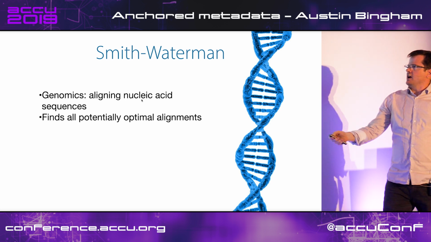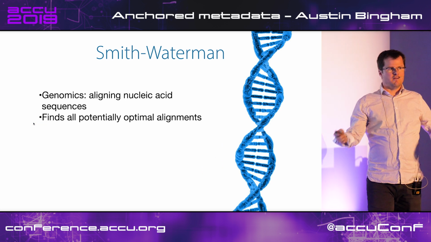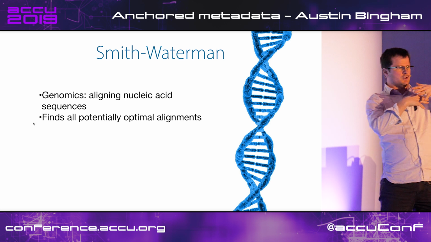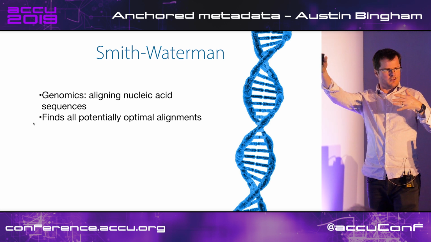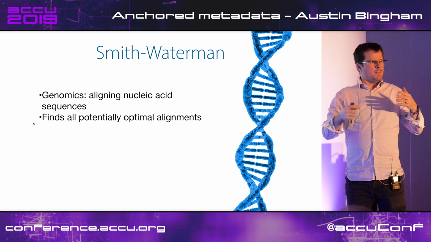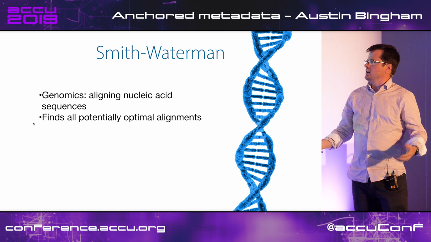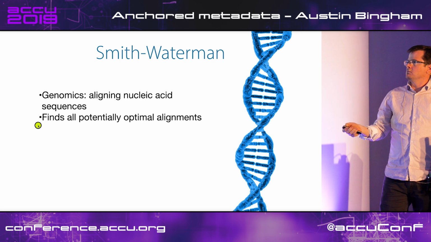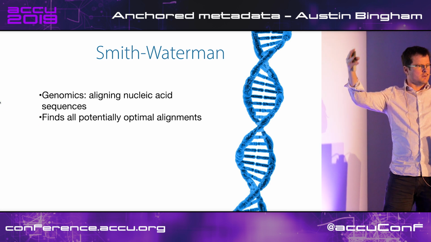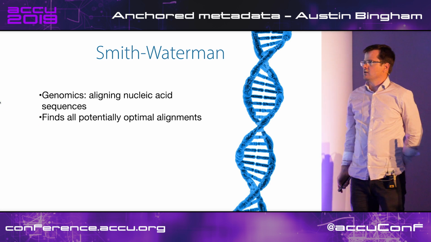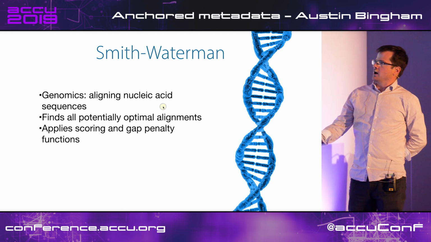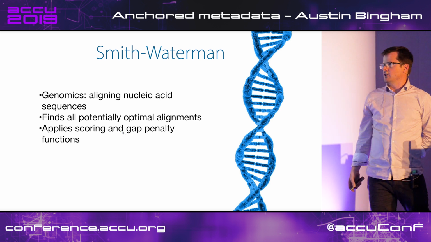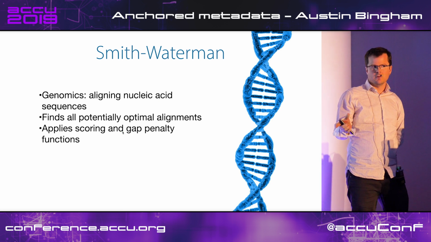It finds all potentially optimal alignments. So you could have multiple alignments between two arbitrary strings. You can think of the context and the source as your two strings, and they get scored as part of this alignment, and this will find all of the equally highly scored optimal paths, or alignments, I should say. I call them paths because of how the algorithm works. You have to supply it with a scoring function and a gap penalty function, and that's an area that I haven't explored much.